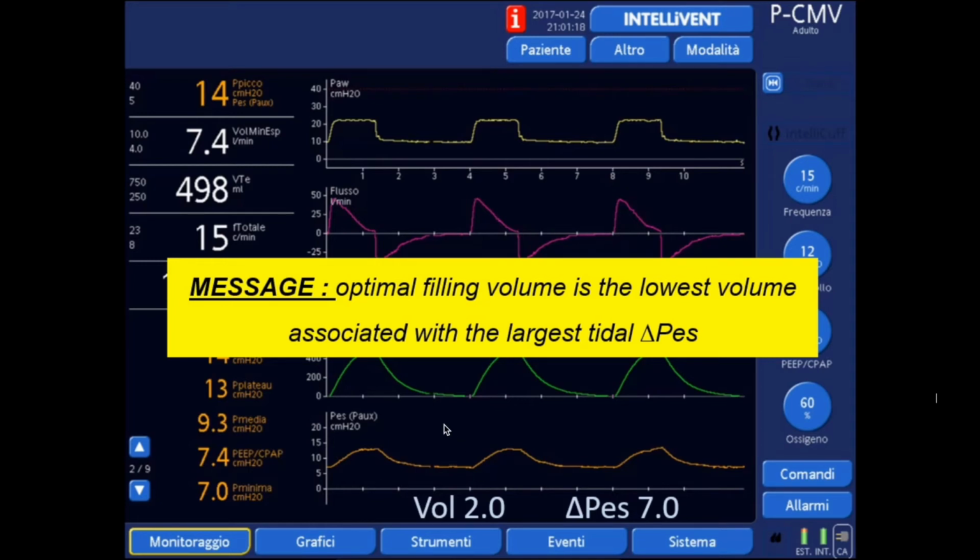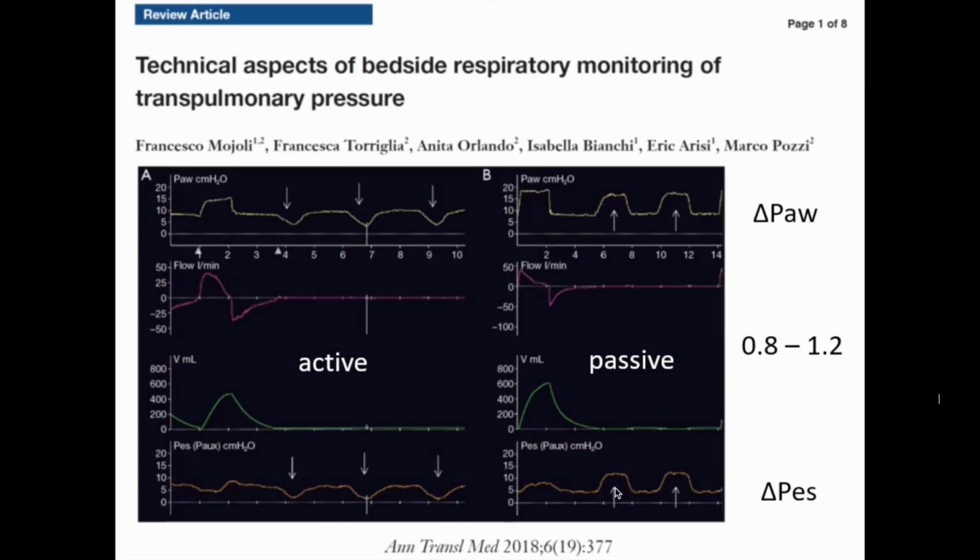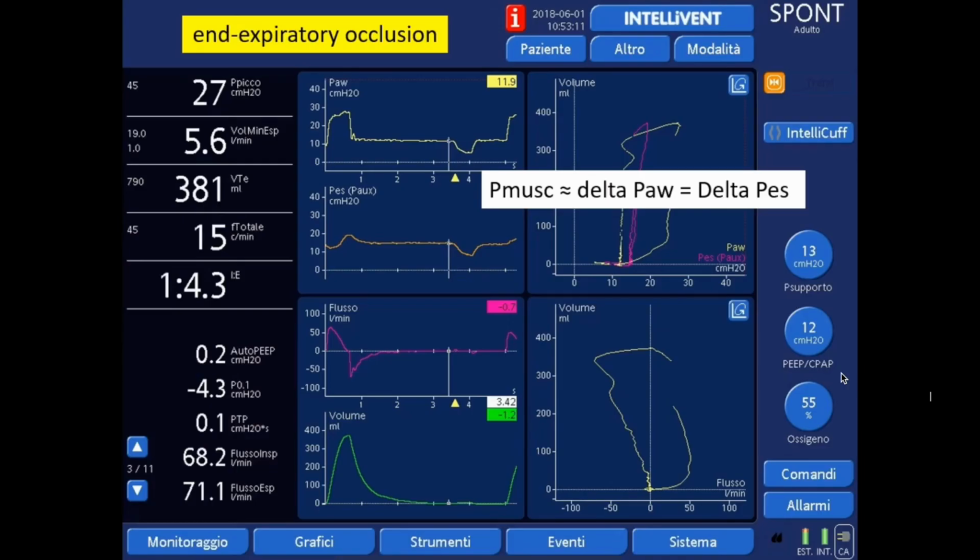This is very important. The optimal volume of the cuff is the lowest volume that will give the largest delta esophageal pressure. The next is the ratio between airway pressure and esophageal pressure. In spontaneous breathing, you can see that there is a delta PES, but if the patient is passive, then we can do slight chest compression to find these pressures. Overall, this ratio has to be 0.8 to 1.2.